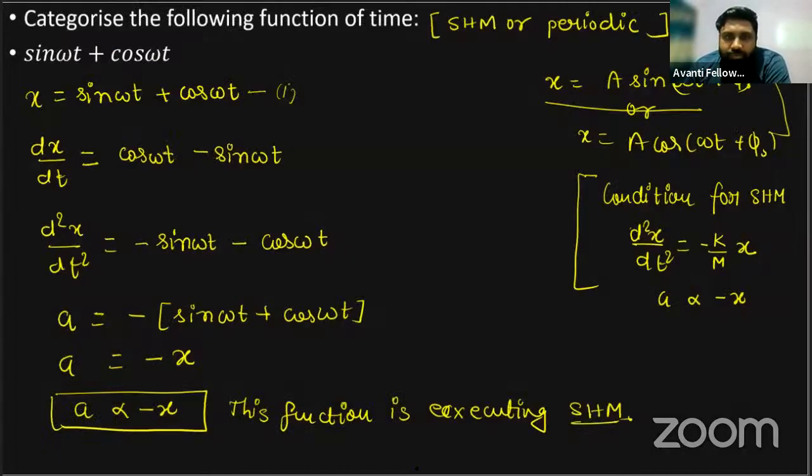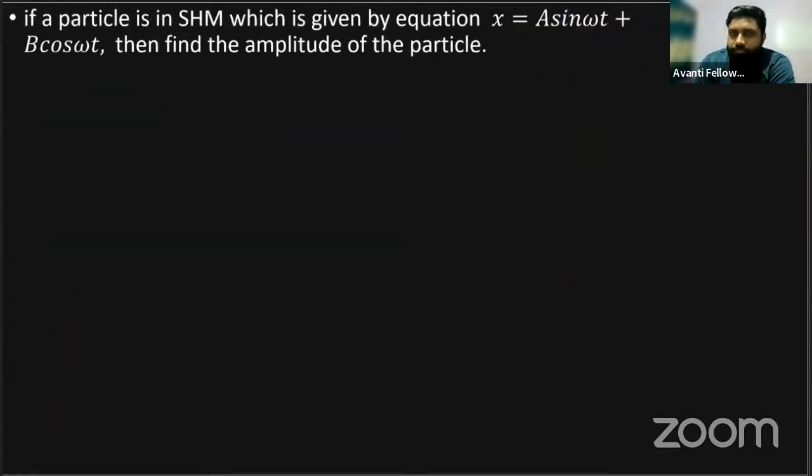Now move on to the next one. If a particle is in SHM and is given by the equation x equals a sine omega t plus b cos omega t, then find out the amplitude of the particle. In the same way you are going to do that, but the more predictable way to do this is to take the coefficients, square them, add them, take the square root, and finally multiply and divide by that final thing that you have. So let's just solve it.